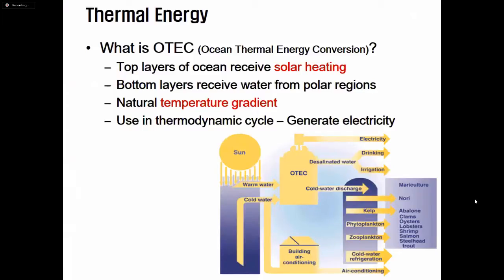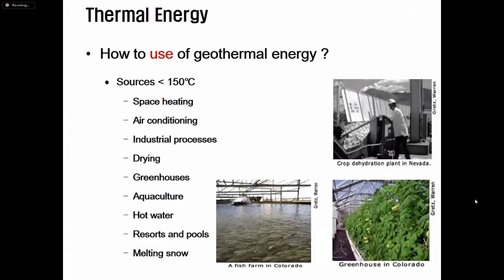So ocean thermal energy conversion: the top layer of the ocean receives solar heating, so there is warm water there. Bottom layers receive water from the polar region, so there is cold water deep down. So there is a natural temperature gradient, very small. Anyway, they use a thermal cycle to generate electricity. Simple idea. How to use geothermal energy? This is usually land side.